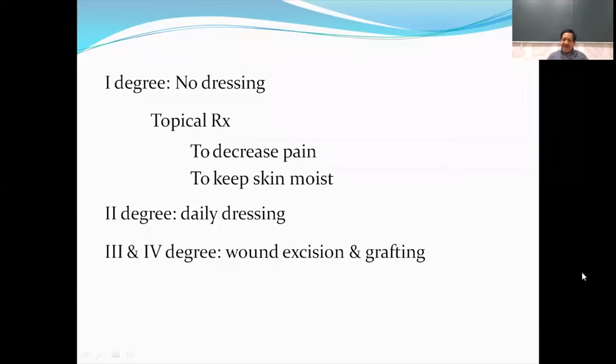Third and fourth degree, complete skin is lost, so wound excision and grafting is required. And how to identify clinically: in first and second degrees, capillary blanching is there. In third and fourth degree, when epidermis and dermis are completely lost, the wound feels leathery, with no pain and no capillary filling. That's how we decide clinically.